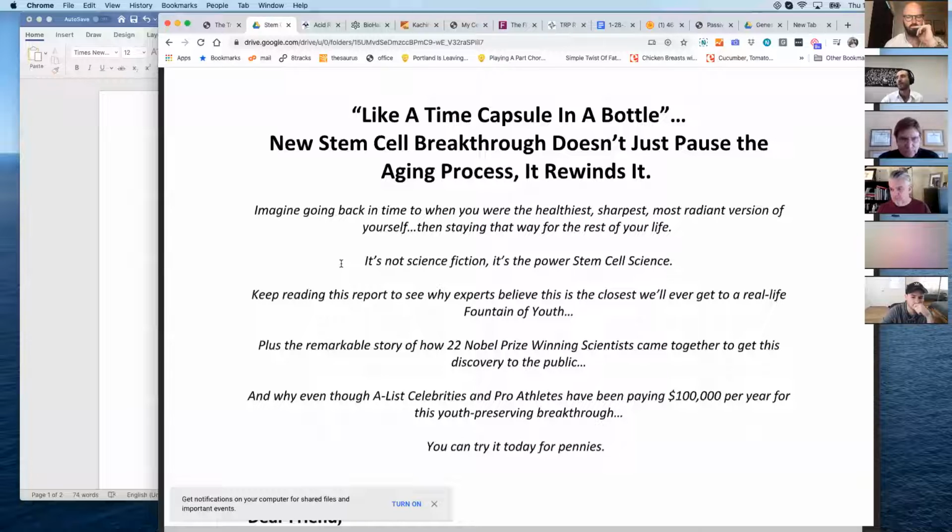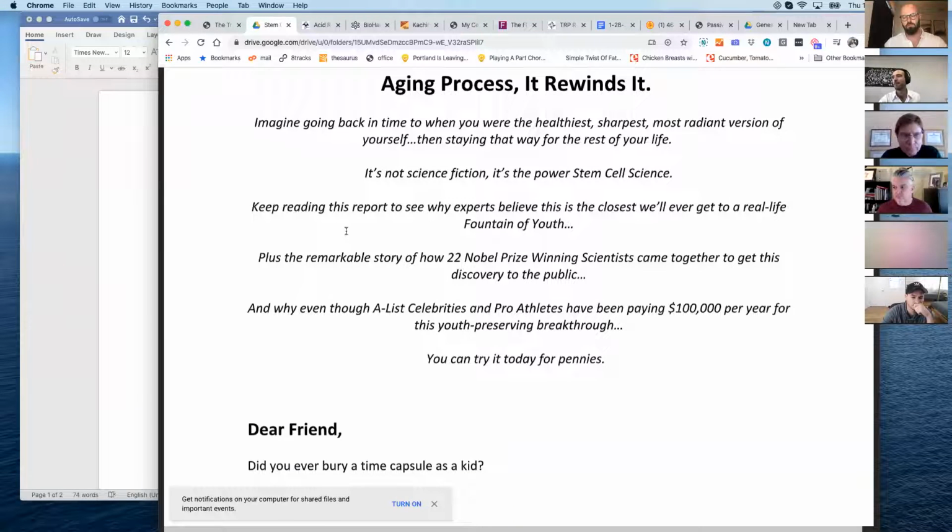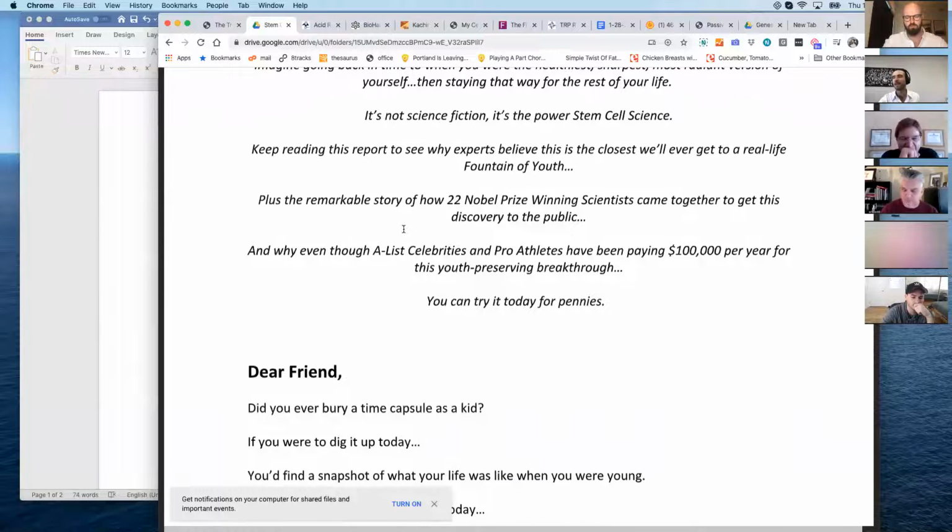It's not science fiction, it's the power of stem cell science. Keep reading this report to see why experts believe this is the closest we'll ever get to a real life fountain of youth, plus a remarkable story of how 22 Nobel Prize-winning scientists came together to get this discovery to the public, and why even though A-list celebrities and pro athletes have been paying $100,000 per year for this youth-preserving breakthrough, you can try it today for pennies.